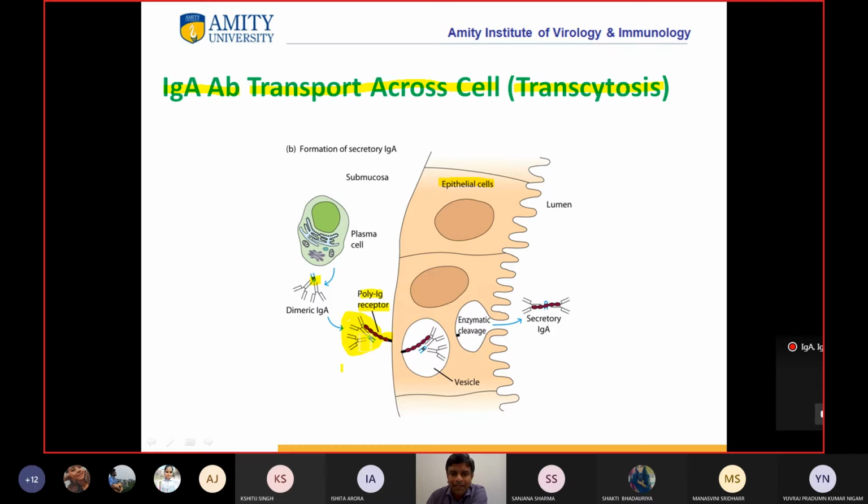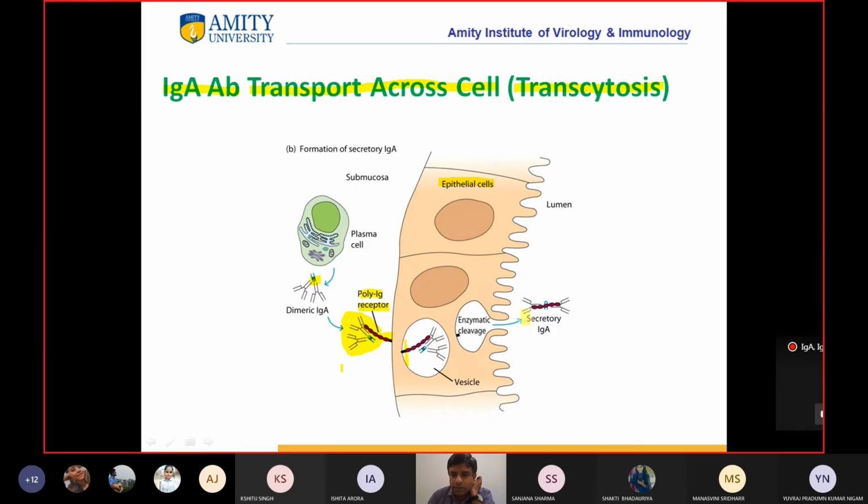Now, when this binding takes place, this whole complex is then taken up inside a vesicle. So now you can see the IgA dimer and the poly Ig receptor have gone inside a vesicle. And this vesicle contains a lot of degradative enzymes, because of which this is cleaved. And where is it cleaved? At the base of the stalk. So now you can see it is cleaved here at the base of the stalk of poly Ig receptor.